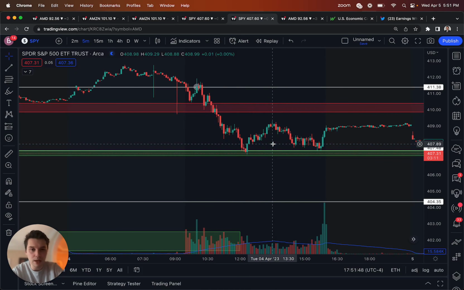This is what has allowed me to become a profitable trader trading SPY. And I also hope that you can take some of these strategies and bring them into your own toolkit so you can also trade SPY profitably.